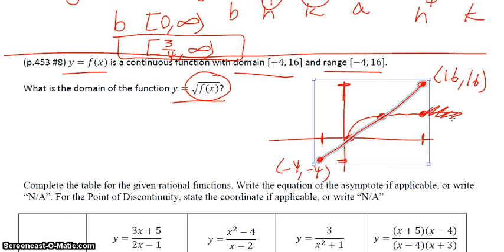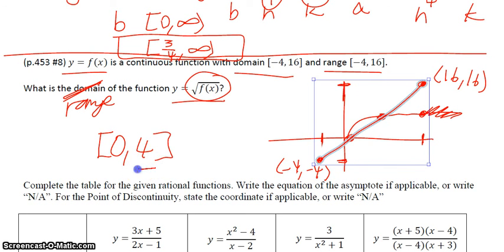So I think maybe I copied the question wrong. Maybe it should ask what's the range. Because for the domain, you don't know where the x-intercept is, so you can't answer this question. But for the range, it will go from 0 to 4. The range will go from 0 to 4. That will be the answer.